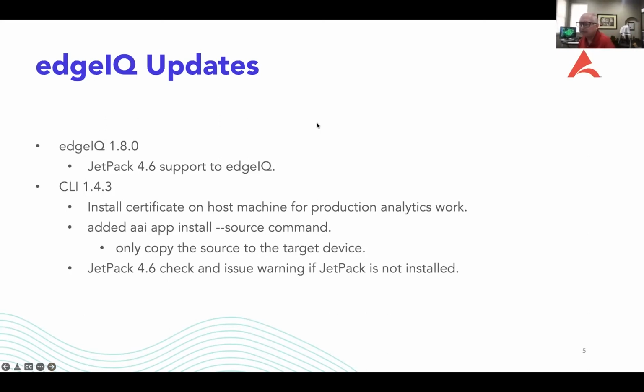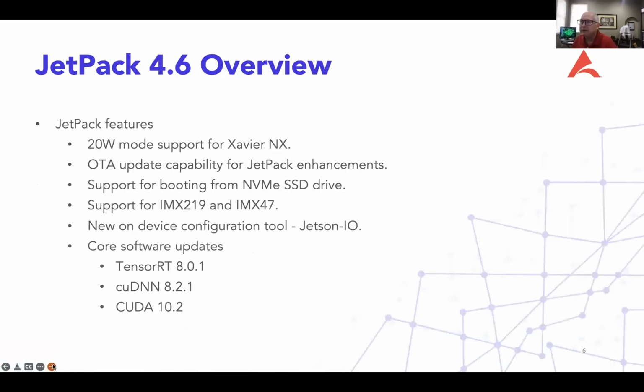What I will say is if you're still running 1.7 and you're still on 4.4.1, don't worry about it. That's a warning. You can still go ahead and function with the CLI. So just ignore the warning. Let's move on to the next thing.